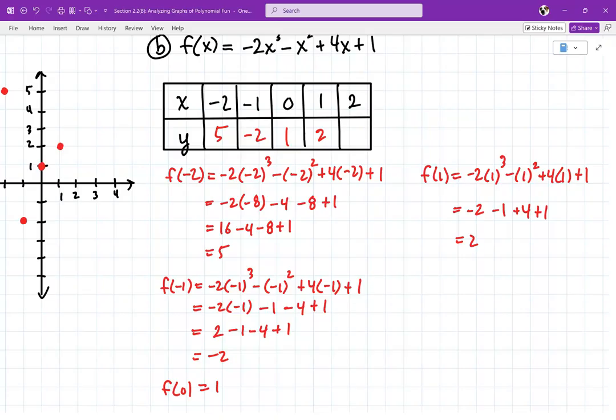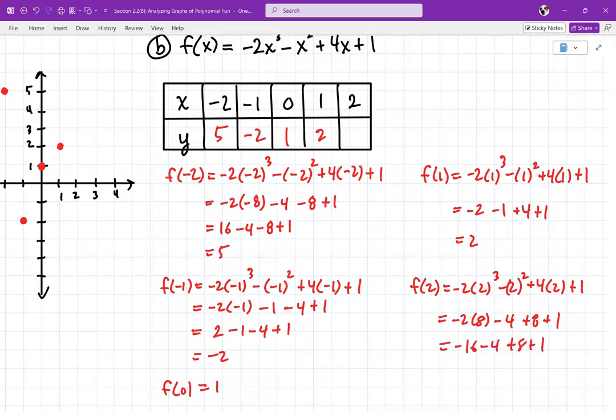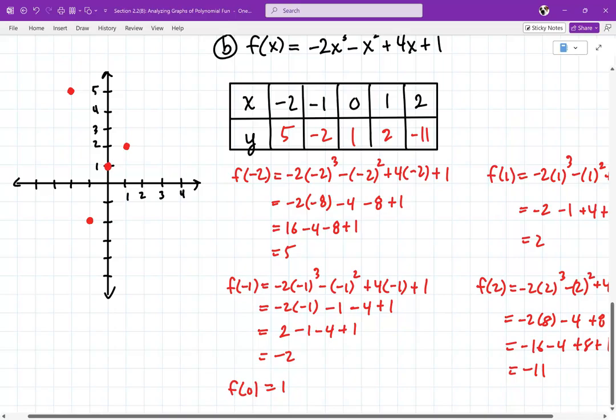And now the last one, f of 2. So that's negative 2 times 2 to the third minus 2 squared plus 4 times 2 plus 1. That's negative 2 times 8 minus 4 plus 8 plus 1. Negative 16 minus 4 plus 8 plus 1. Oh, no, wait. That should be negative 16 minus 4 is negative 20, plus 8 is negative 12, plus 1 is negative 11. So negative 11. That's out of my grid, but I can put it way down here.